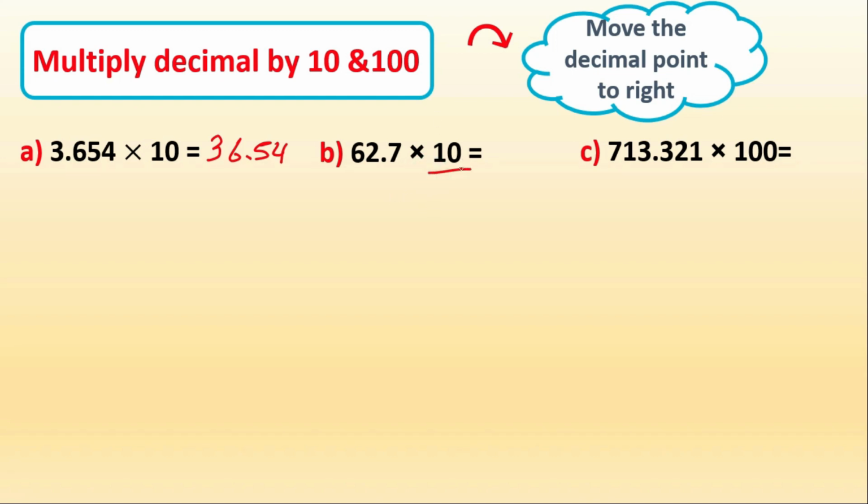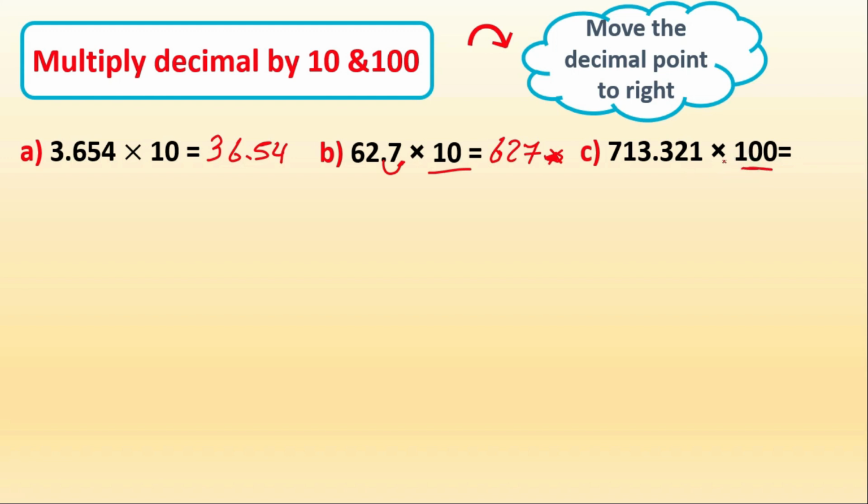Okay. The next one, 62 and 7/10 times 10. Multiplying by 10 means moving the decimal point one step to the right, then the number will be 6, 2, 7, and you don't write the decimal point because we don't have a decimal. Okay, a decimal point and 0 means nothing. Okay, the number will be the whole number 627.